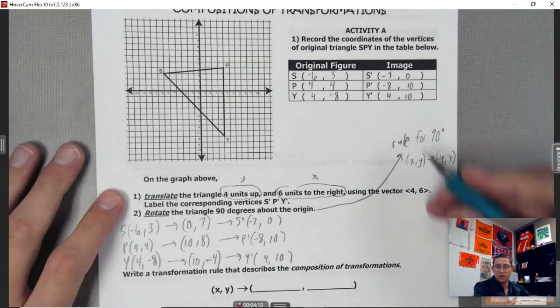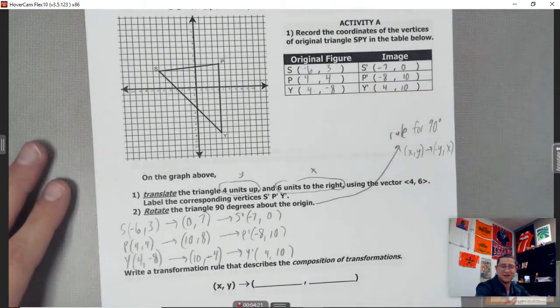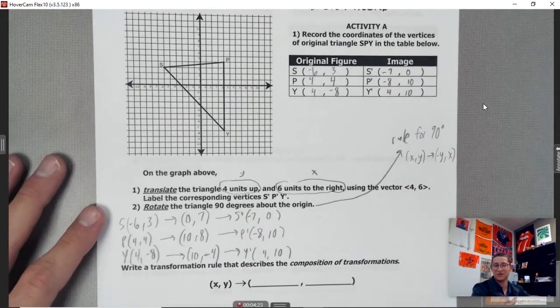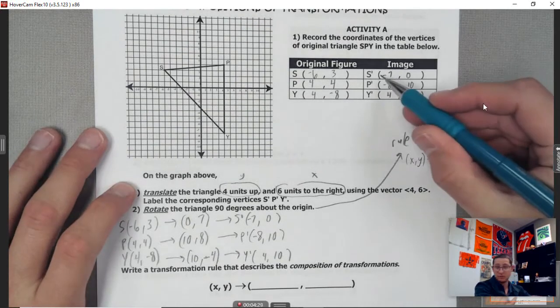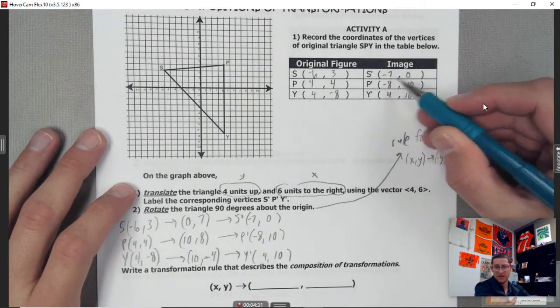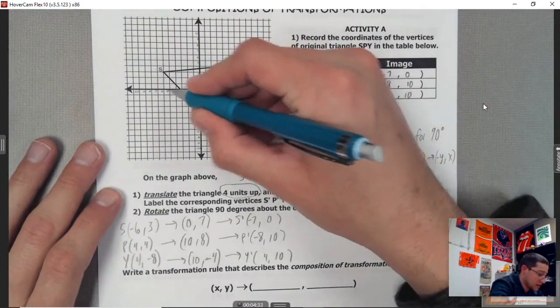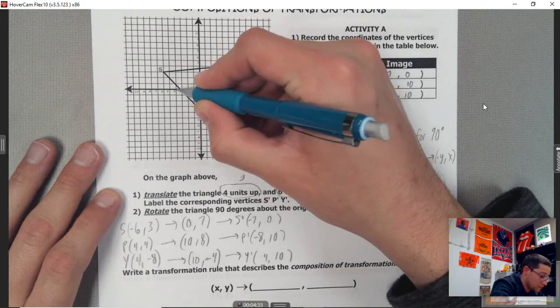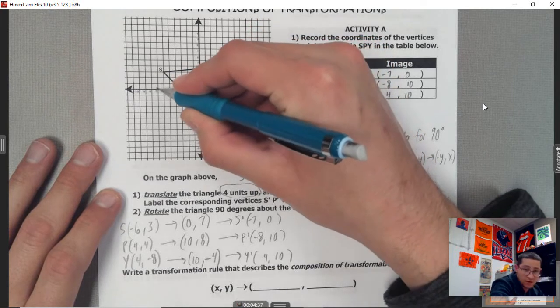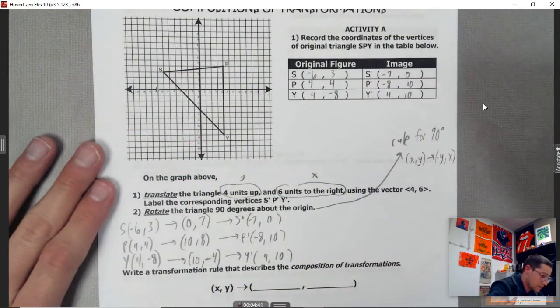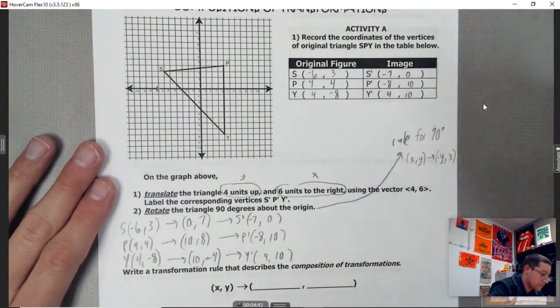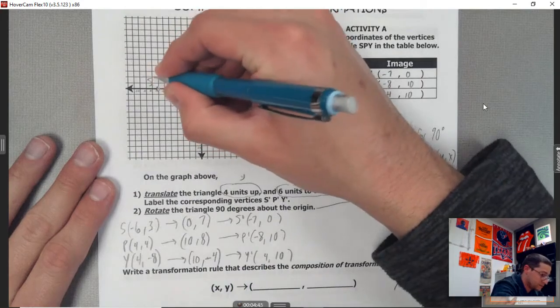All right, so let's go ahead and graph the new one. Anyways, we've got S prime at negative 7, comma 0. So that's what we're going to put here: negative 7, 1, 2, 3, 4, 5, 6, 7, comma 0. So that's where my new S prime is going to be.